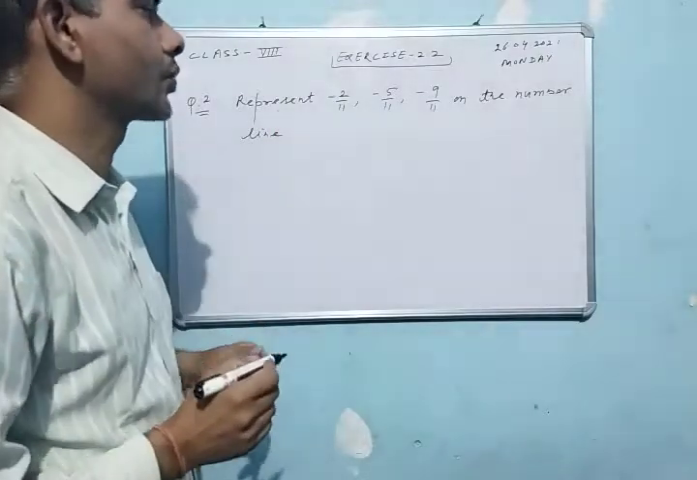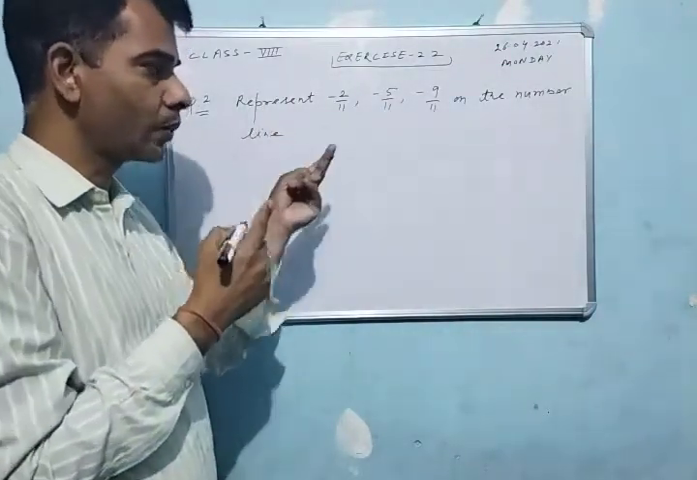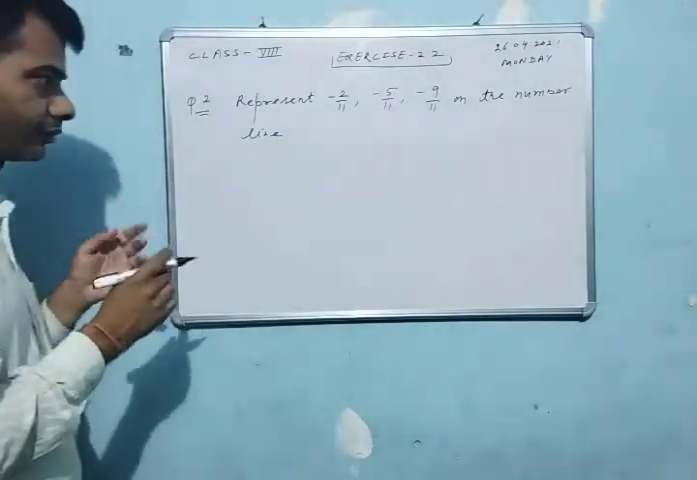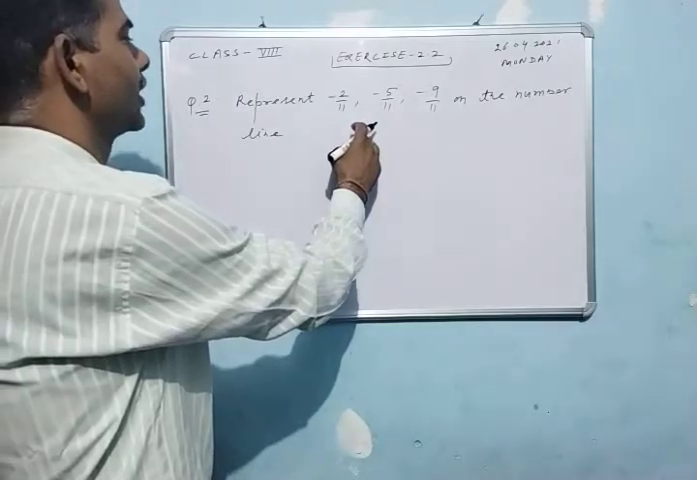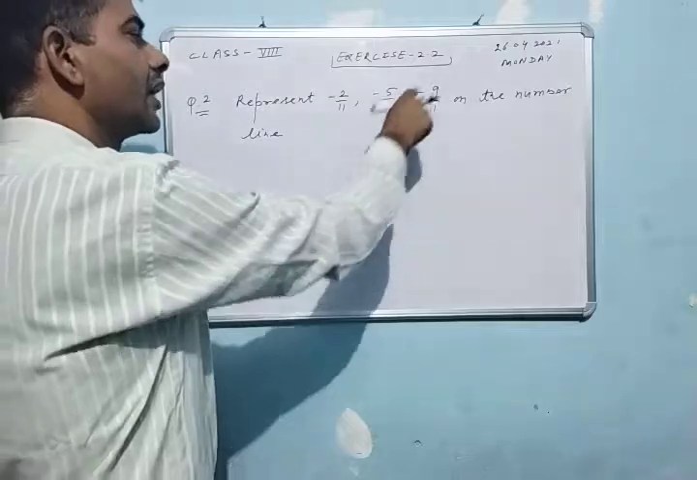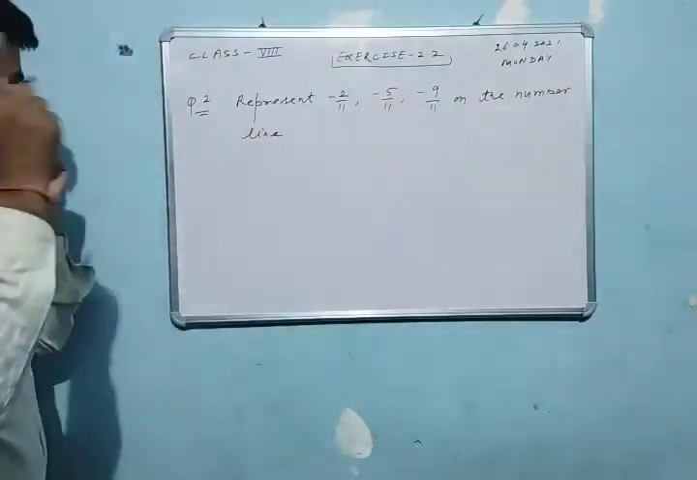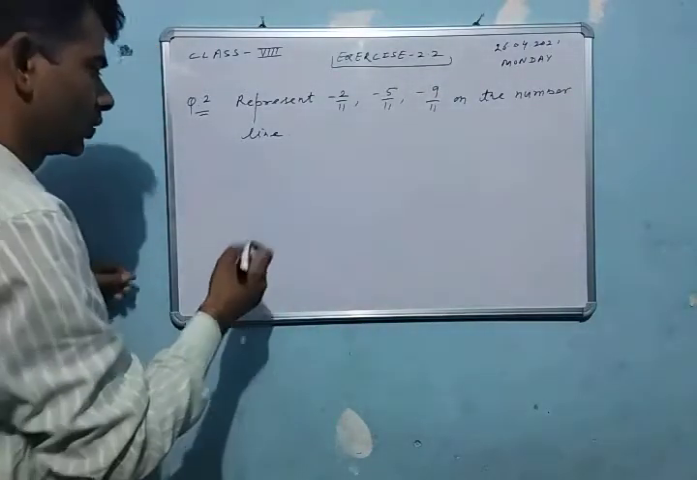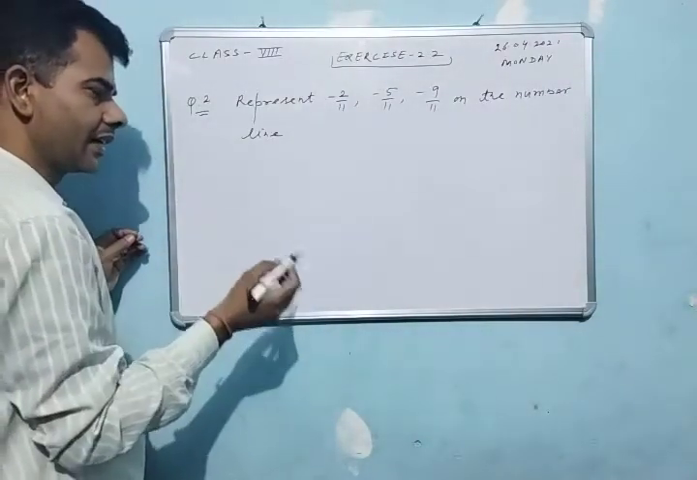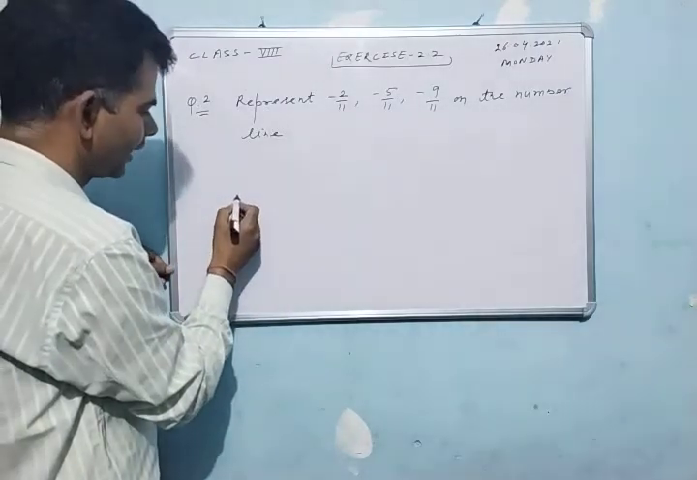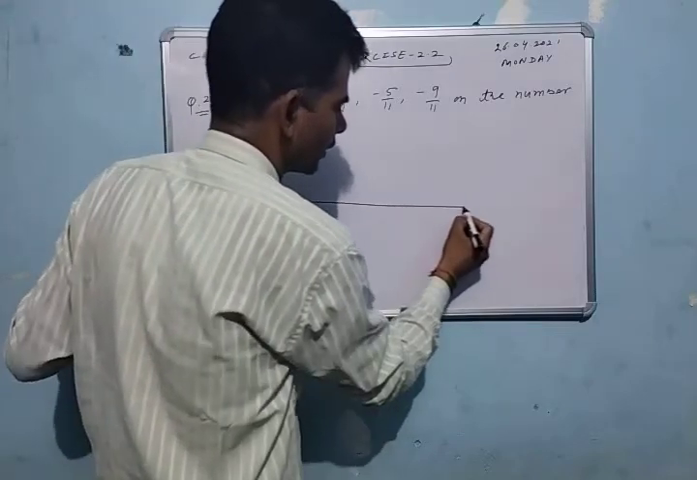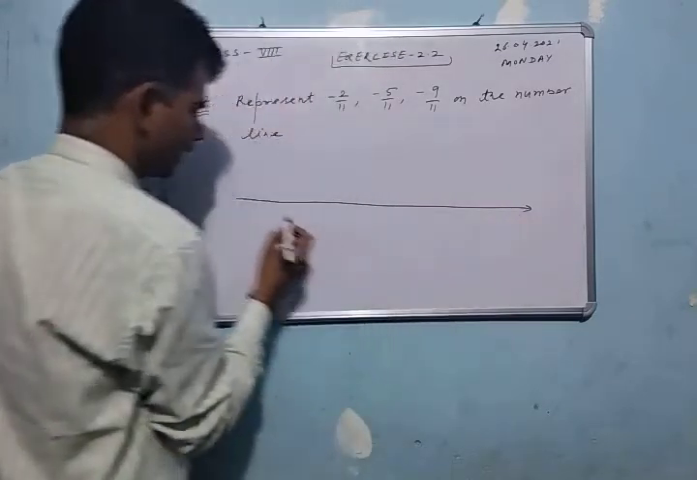Students, this is a single question. In the first question there were two parts, so we had to make two number lines. But this is a single question, that is, represent minus 2 by 11, minus 5 by 11, and minus 9 by 11 on the same number line. To represent these rational numbers, we will take a number line. Students, draw a number line with the help of a scale and pencil.